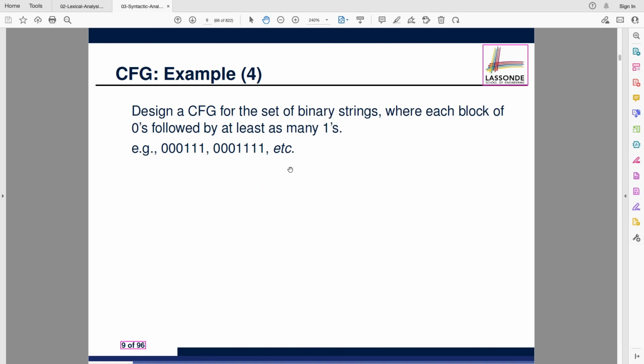Now, we want to have a context-free grammar over here for the set of binary strings. Each block of zeros followed by at least as many ones as possible. Okay. And now you can see, for example, you got 3 zeros. So that should be followed by at least 3 ones. You got 3 zeros followed by at least 3. So it can be 4, can be 5, and can be 6, etc.